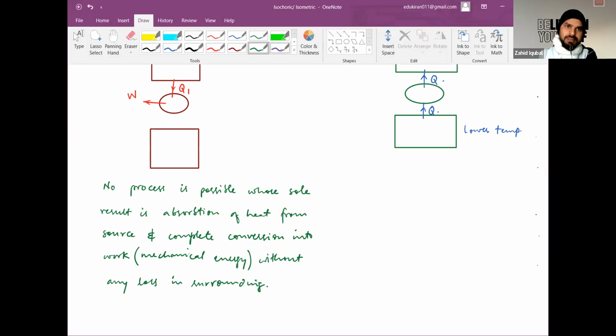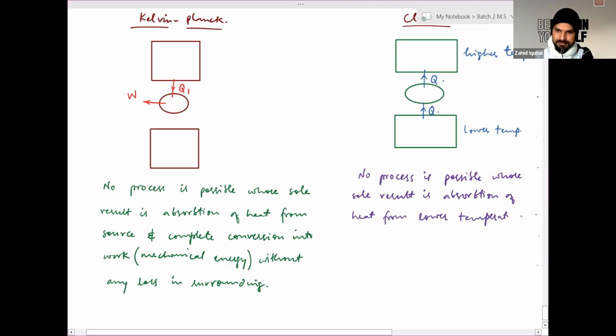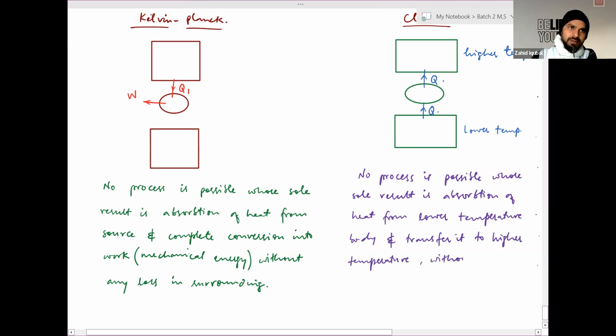Similarly, according to Clausius's statement, no process is possible whose sole result is absorption of heat from a lower temperature body and transfer of it to a higher temperature body without any external agency. So this will also not be possible.